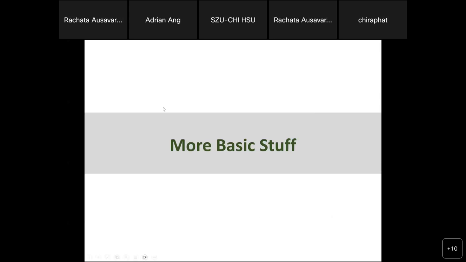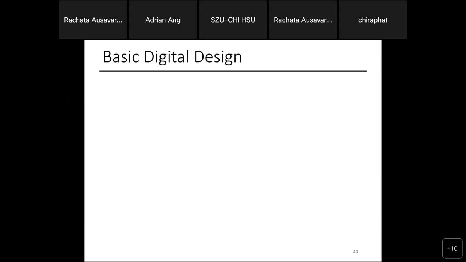So this is kind of like a prelim for the rest of the material so that you understand the diagrams a little bit better, okay? So I'll talk about super basic digital design. It's not even 101, it's like 001.